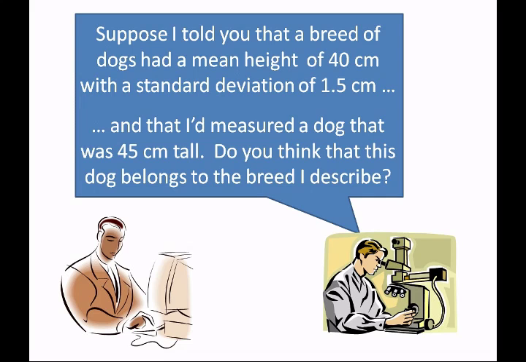Suppose I told you that a breed of dog had a mean height of 40 centimetres with a standard deviation of 1.5 centimetres, and that I'd measured a dog that was 45 centimetres tall. Do you think that this dog belongs to the breed I describe?